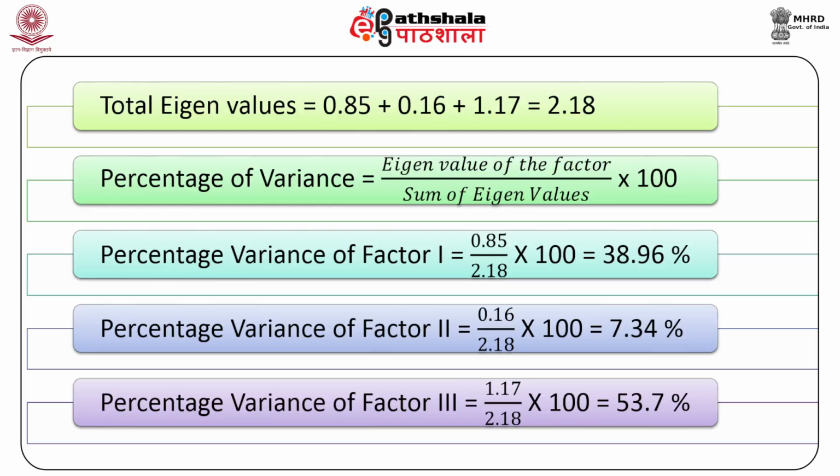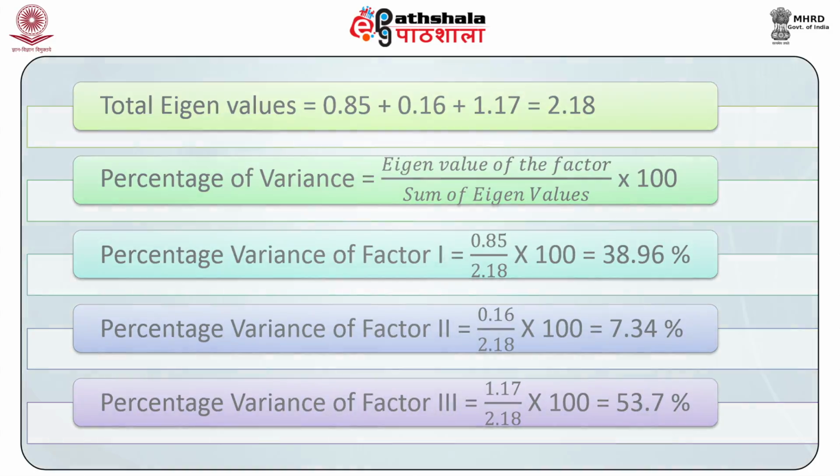Percentage of variance is equal to the eigenvalue of the factor divided by the sum of eigenvalues, multiplied by 100. Percentage variance of factor 1 is equal to 0.85 divided by 2.18 multiplied by 100, which is equal to 38.96%. Percentage variance of factor 2 is equal to 0.16 divided by 2.18 multiplied by 100, which is equal to 7.34%. Percentage variance of factor 3 is equal to 1.17 divided by 2.18 multiplied by 100, which is equal to 53.7%.